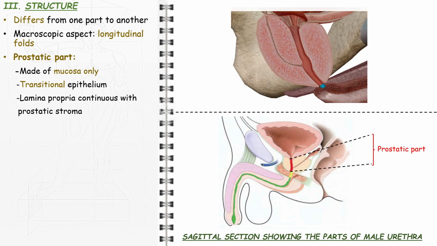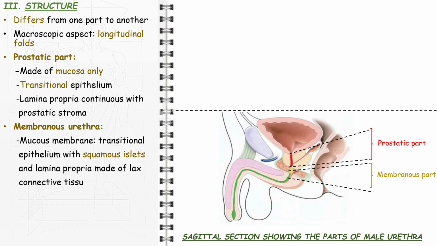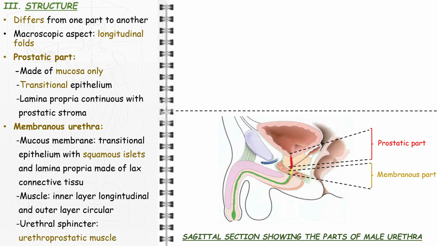The membranous part is made of two layers. The mucous membrane consists of a transitional epithelium with squamous islets and lamina propria made of lax connective tissue. The inner layer of urethral muscle is longitudinal, while the outer layer is circular. The urethral sphincter is made of circular skeletal muscle fibers schematically divided into two muscles, the compressor urethrae muscle and the urethroprostatic muscle. It circles the membranous urethra outside the visceral muscle and the apex of the prostate.